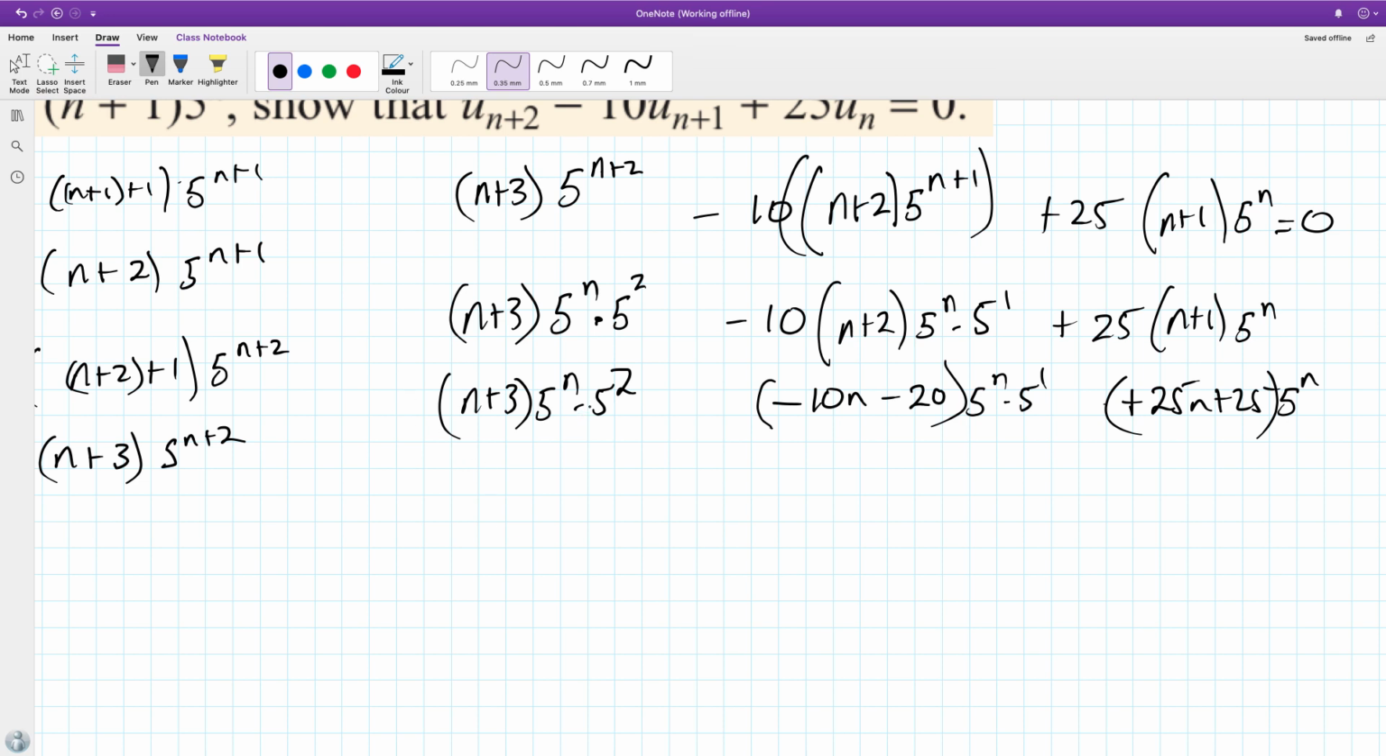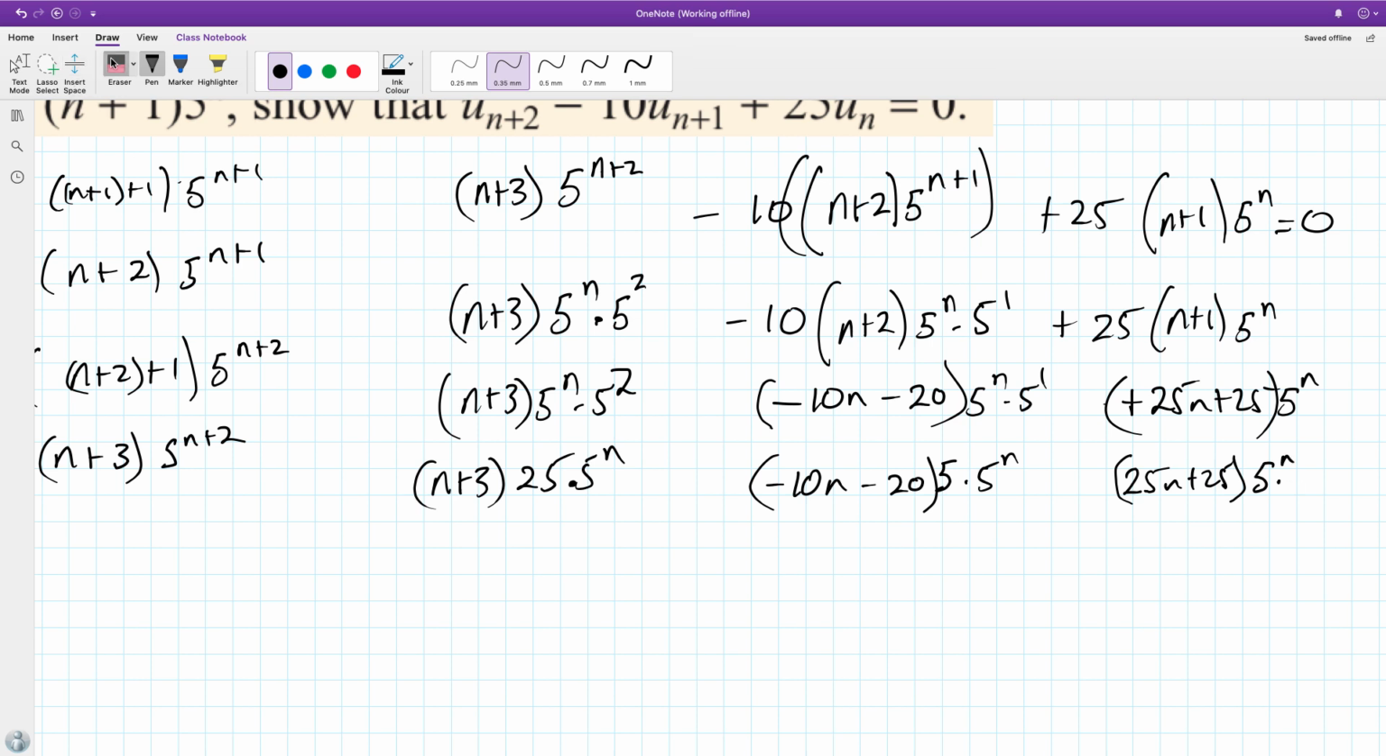5 to the power 2 is 25. So that's n plus 3 times 25 times 5 to the power of n, minus 10n minus 20 times 5 to the power of n, plus 25n plus 25 by 5 to the power of n.